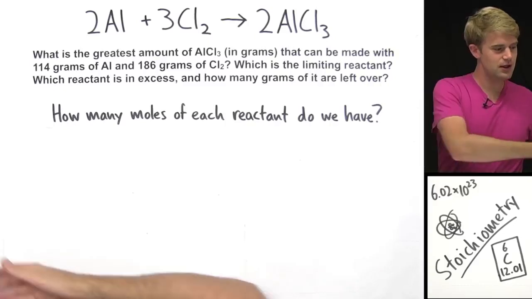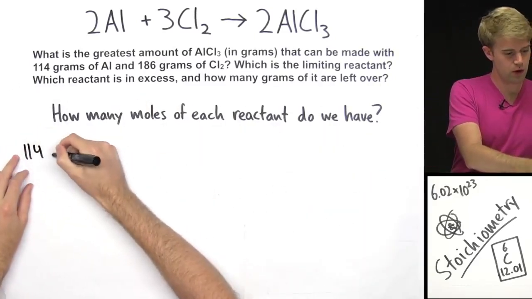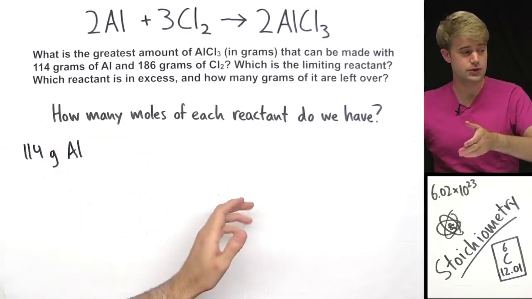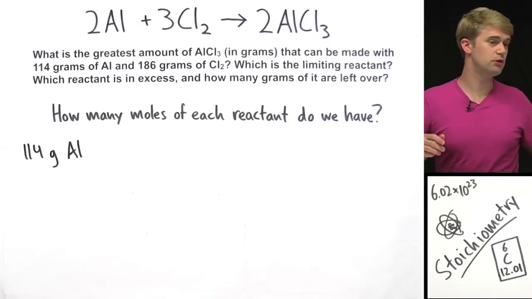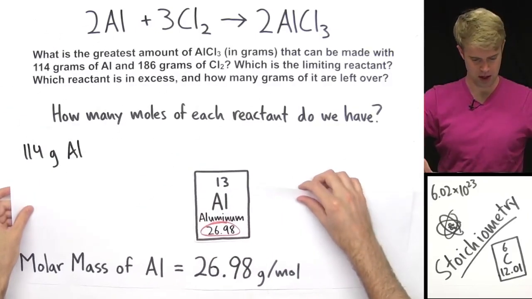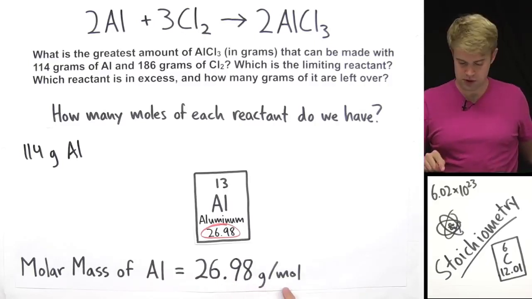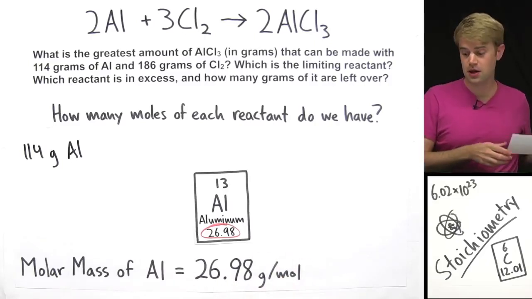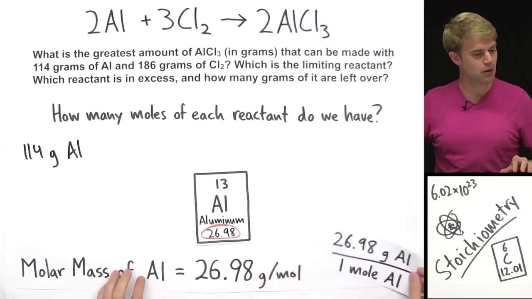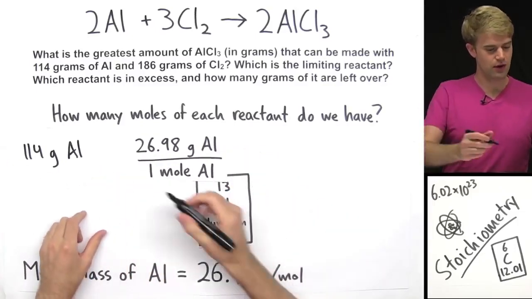All right, so let's start with the aluminum. Okay, we have 114 grams of aluminum. To convert to moles, we're going to want to use the molar mass of aluminum, which tells us how much 1 mole of aluminum weighs. Here it is right here. We can look it up on the periodic table. 26.98 grams per mole, and this can be expressed as a fraction, kind of as a conversion factor with a top and a bottom. So I'm going to want to multiply 114 grams Al by this conversion factor.